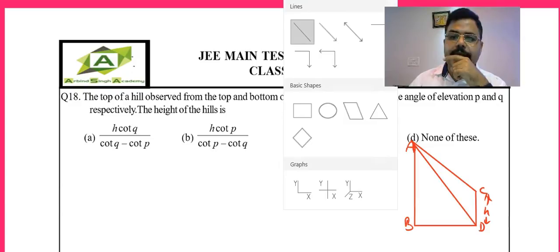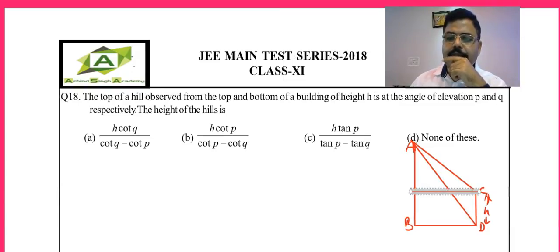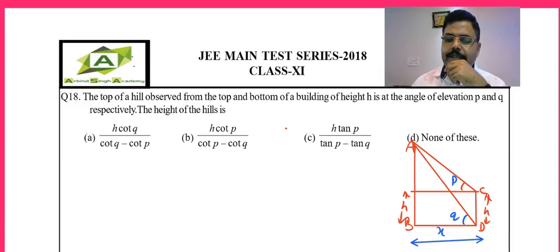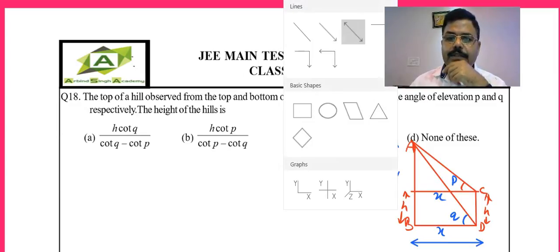Now, another thing is given. So this one would also be h. Now, the top of the hill is observed from the top and bottom of the building of height h. From the top the angle of elevation is p, and from the bottom this is q. Say this distance is x, so this will also be x correspondingly. So that will be x minus h here.